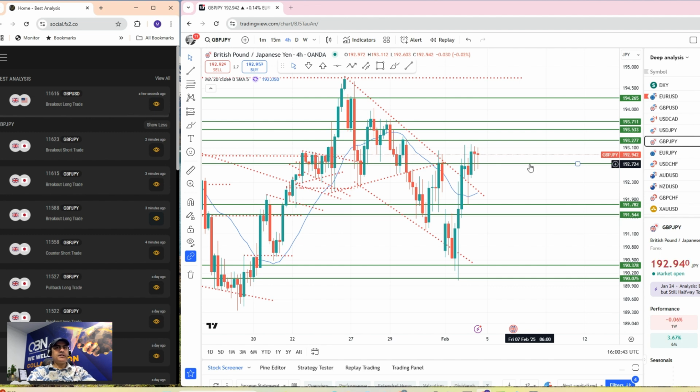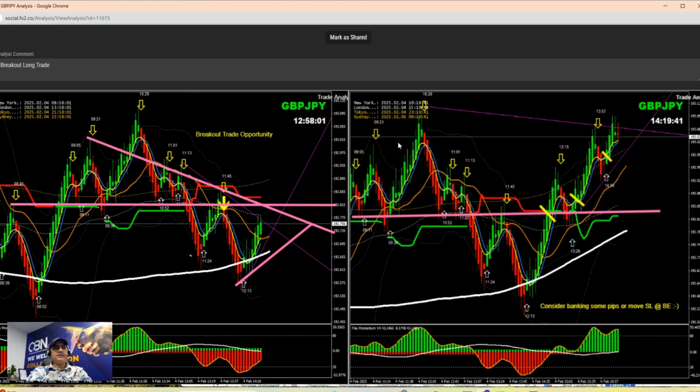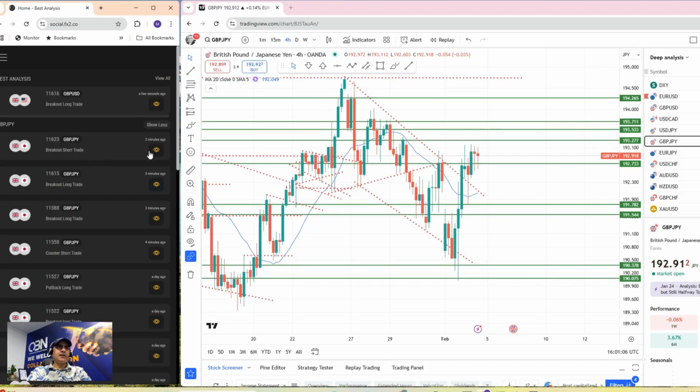Then later on this evening, we also had a couple of counter short trades. But before that, we also had another beautiful long trade here. You can see the price came back here. Beautiful breakout. After the breakout, we have another beautiful pullback, nicely hit the target, squeezing amazing profit on pound yen.